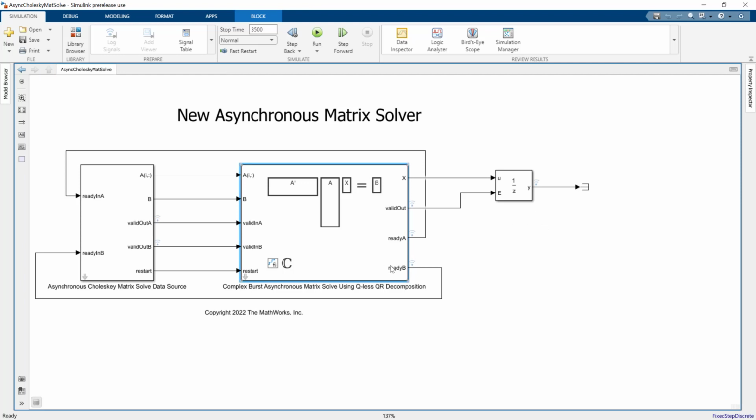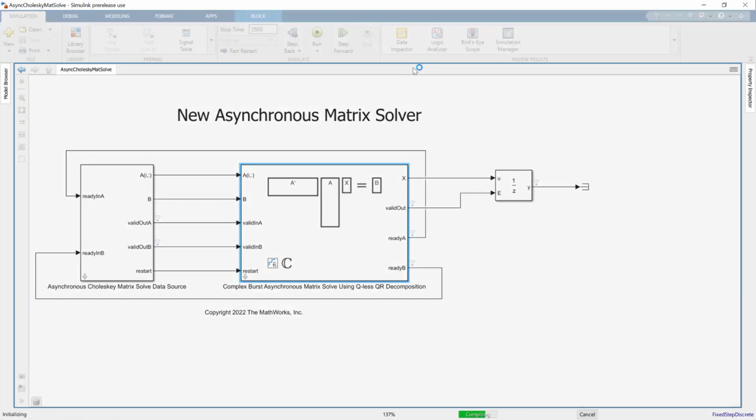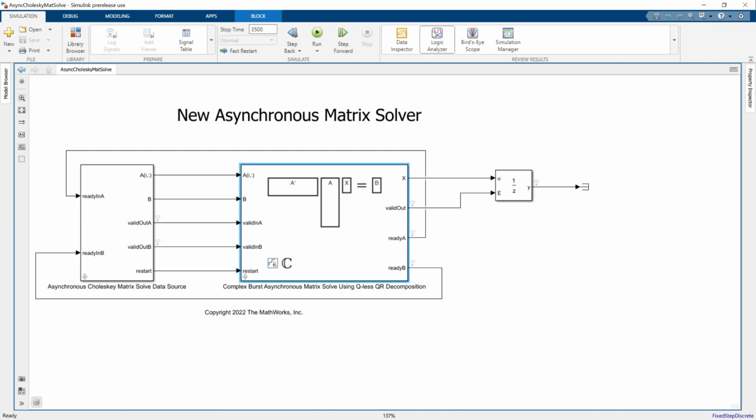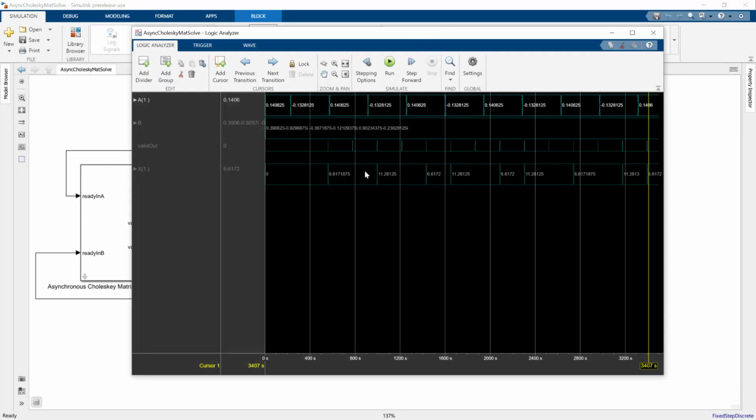This example is built based on our complex burst asynchronous matrix solve block, and we can run this simulation. And let's check the result. For demonstration purposes, the input A matrix is toggling between two matrices, while the B matrix remains constant. We can see that the system generates output at a constant rate, and the output value also toggles between two solutions, which correspond to the two A matrices. This asynchronous behavior is particularly useful for beamforming applications.